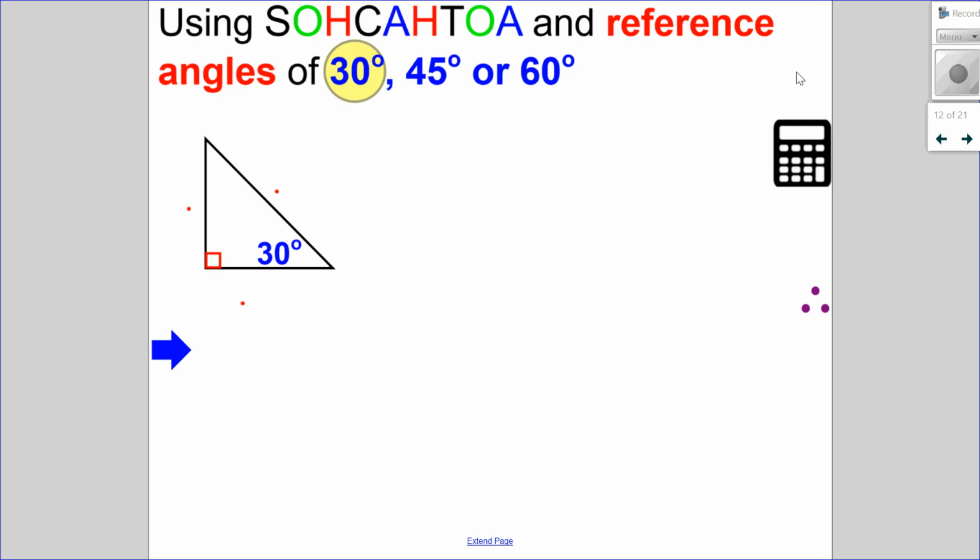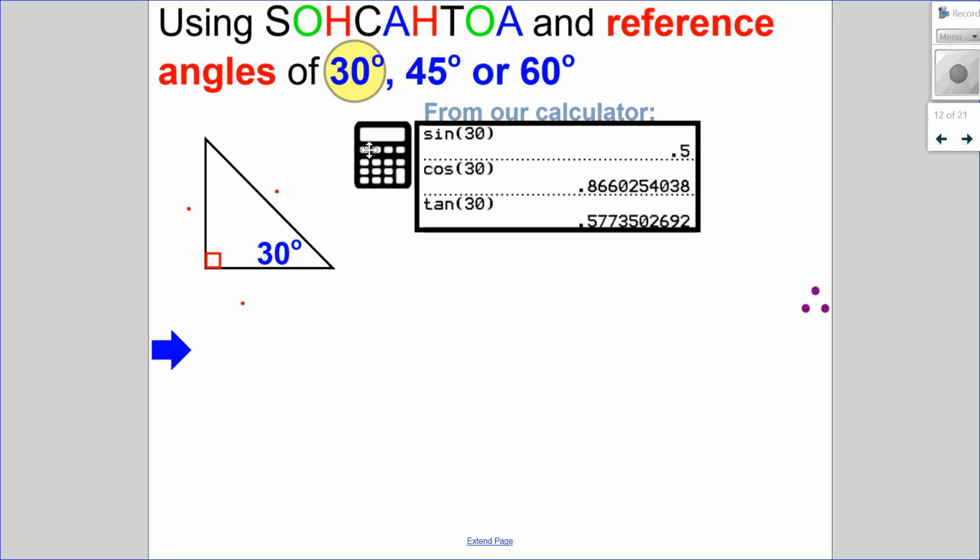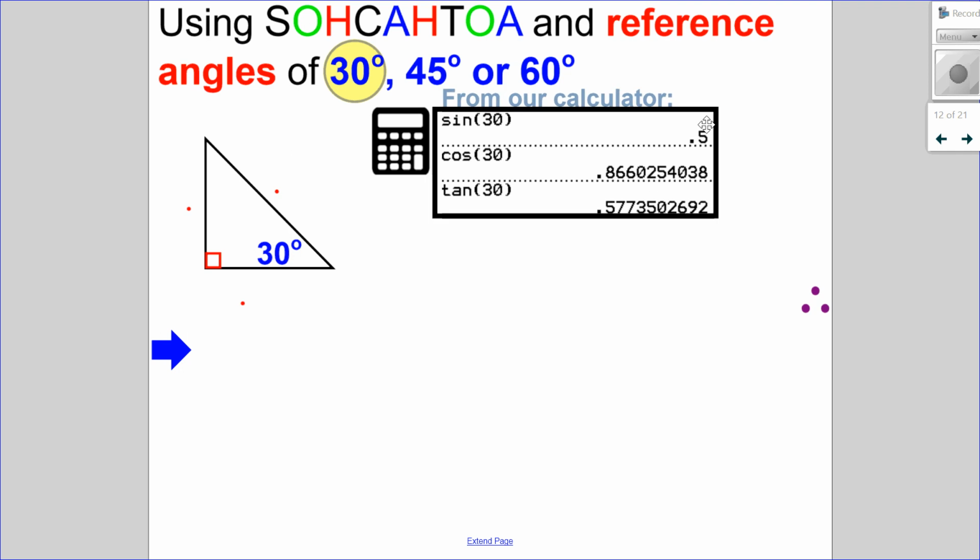Let's talk about using special reference angles of 30, 45, and 60. This will all come together, you'll see, in our next lesson. So if I had a reference angle of 30 degrees, I want to label this triangle using a 30-degree angle. So I'm going to go to my calculator and enter sine, cosine, tangent of 30. And I see that sine of 30 is a nice value. It's just 0.5, which is the same as 1 over 2.